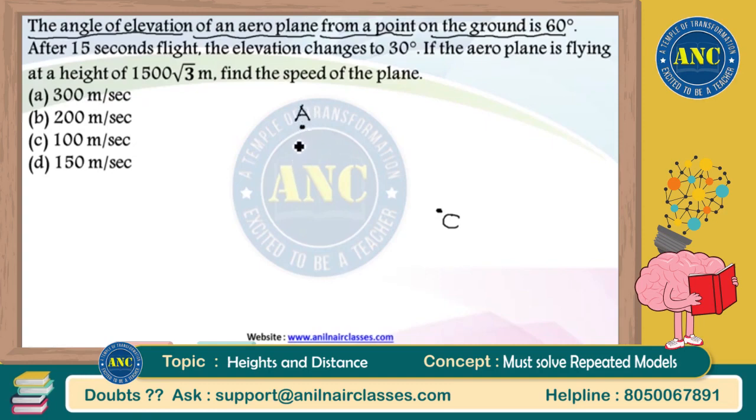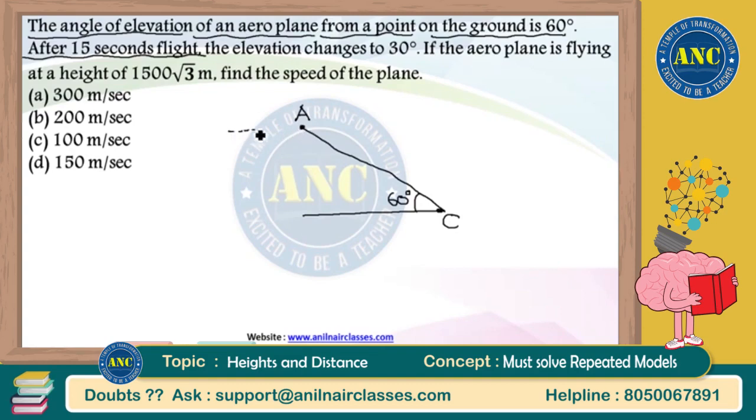The angle of elevation of an aeroplane from the point on the ground is 60 degrees. That means I will draw a horizontal line. This particular angle of elevation, it is mentioned in the question as 60 degrees. This is your step number 1. After 15 seconds flight, that means this aeroplane is at point A right now.